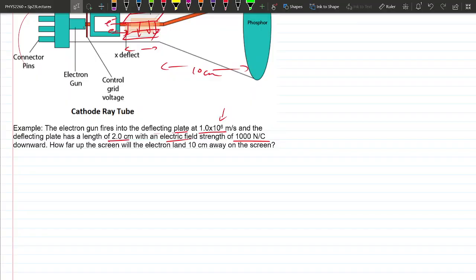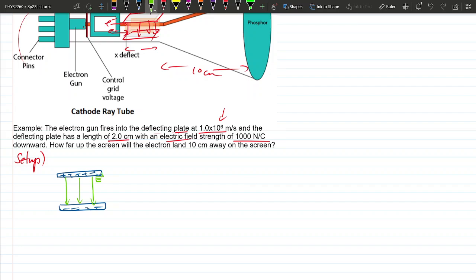So let's redo this drawing. Let's do the setup of the problem. I'm going to simplify that drawing quite a bit so that I can actually understand it. So you have these deflecting plates. And since the electric field points downward, I actually know the charge on these deflecting plates also. So that's the electric field going downward.